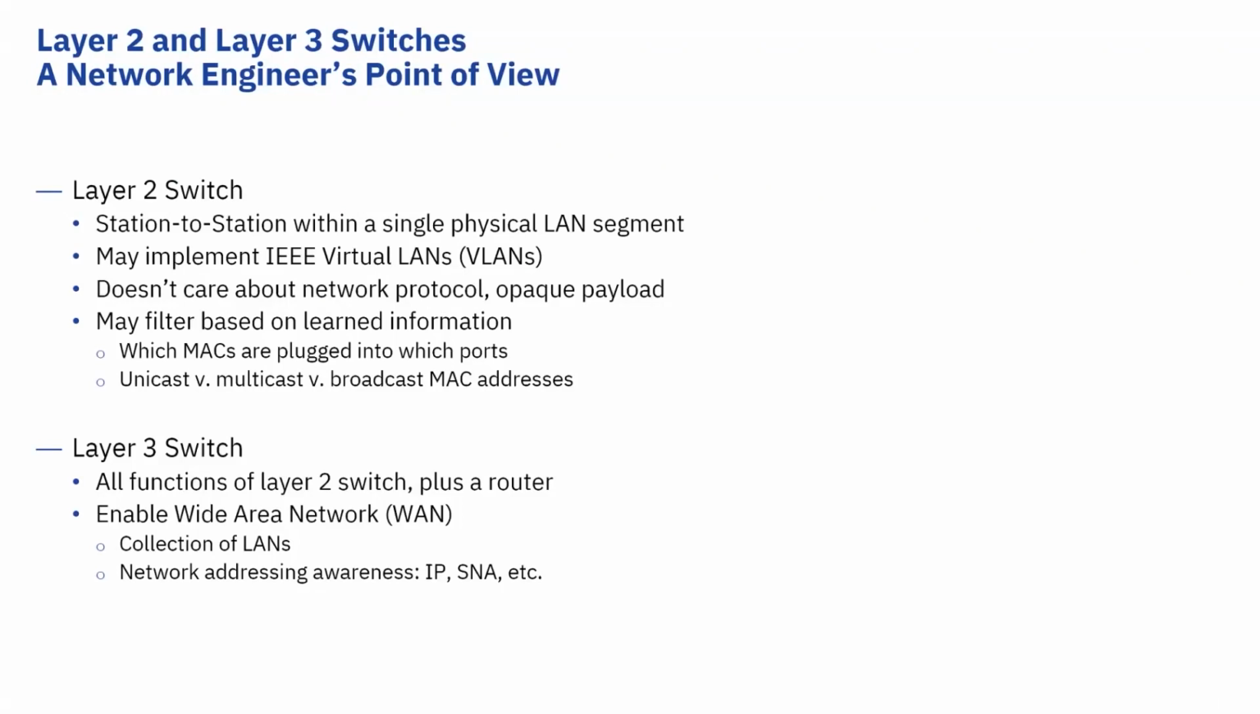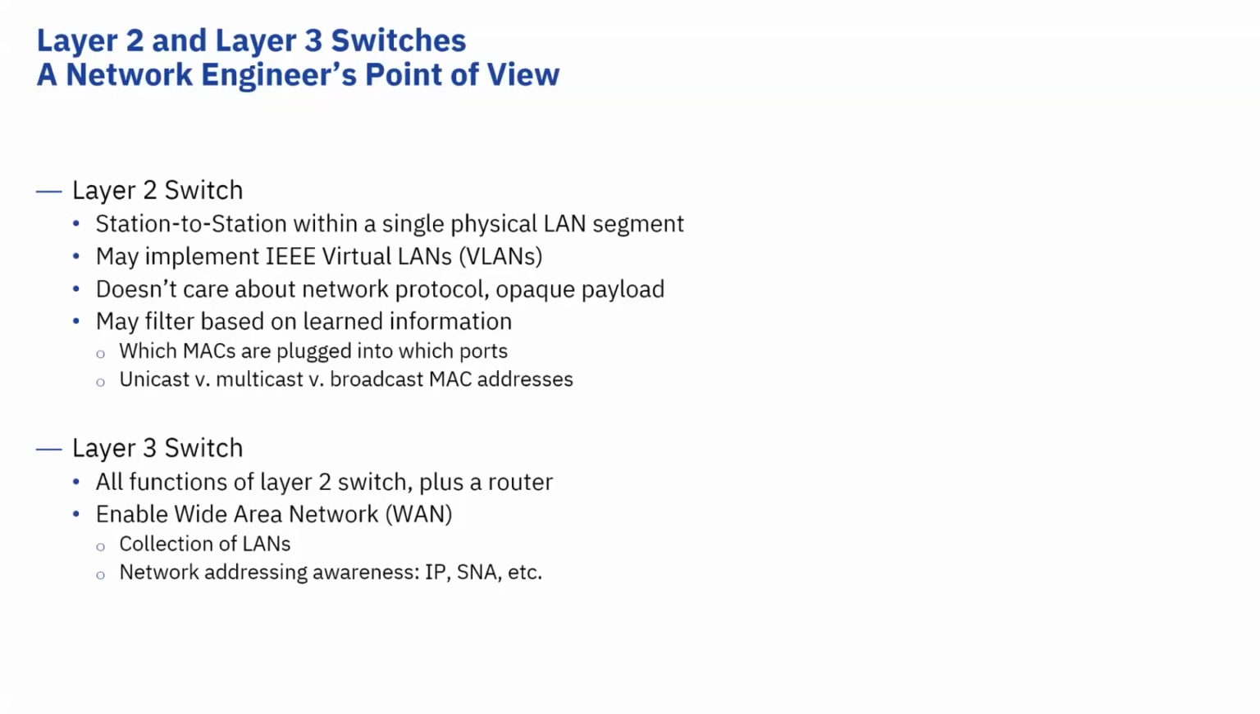Where are the gateways? All of that stuff is a layer 3 protocol. And this is how we enable wide area networks. So a local area network is something that's just station to station on the same physical switch. There is an exception to that, but I'm not going to worry about that here. But in general, it's the same physical switch.